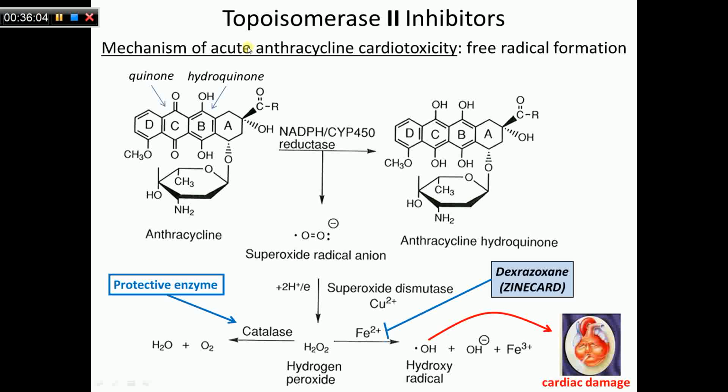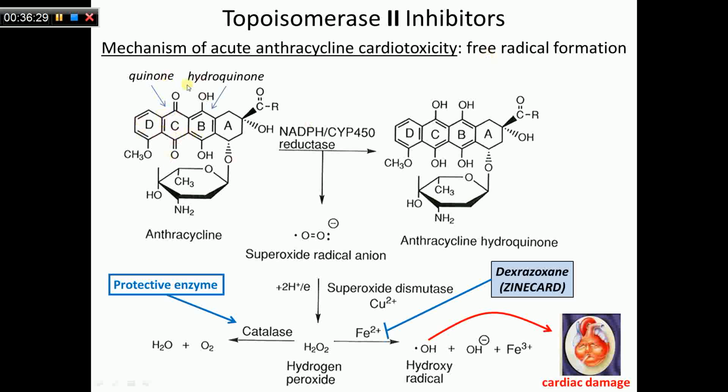Okay, this is actually the acute toxicity right here. We're talking maybe days to weeks. So acute toxicity is quite a short period of time. The chronic toxicity could be literally years, and I'll get into that in a minute. But the acute toxicity is believed to occur by free radical formation.